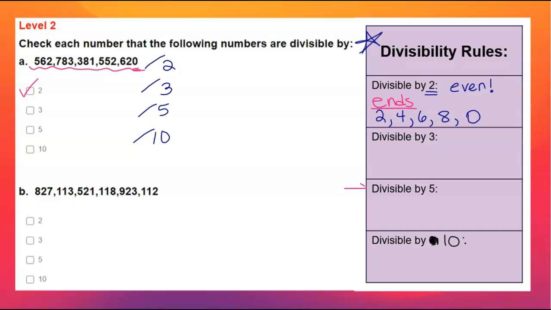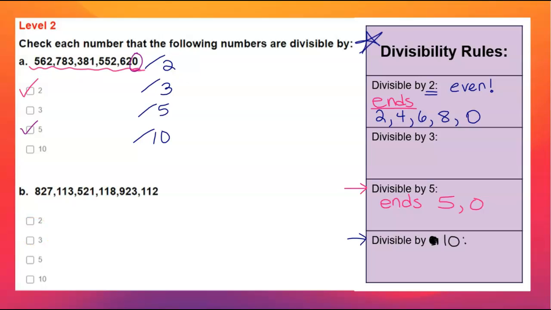Let's do if a number is divisible by 5 next. A number is divisible by 5 if it ends with a 5 or a 0. So like 5, 10, 15, 20, 25, 30. And as we can see here, this number ends in a 0, so therefore it is divisible by 5.